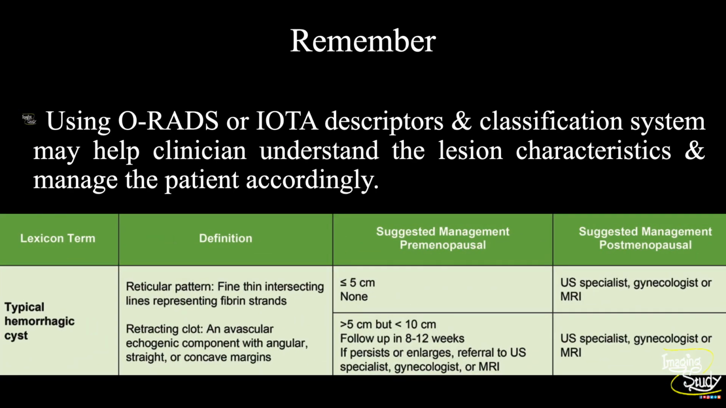Now the take-home message. Using the O-RADS and IOTA descriptors and classification system may help clinicians understand the lesion characteristics and manage the patient accordingly. This patient with more than 5 cm maximum diameter lesion should get a follow-up scan in 8 to 12 weeks. If it persists or enlarges, then the gynecologist will be concerned about the lesion and may do MR imaging for further evaluation.